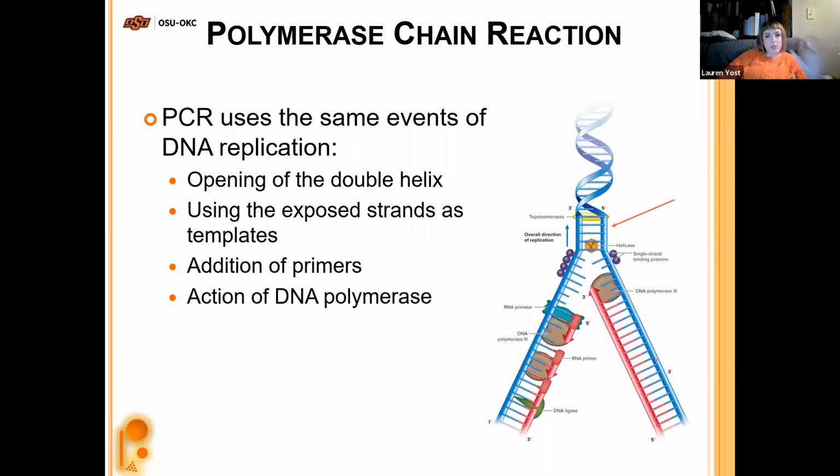Okay, so it's the same thing as DNA replication. Remember, this was DNA replication over here on the right. We open up the double helix. In this case, we're using heat to do that. It's not using topoisomerases and all of this. We are going to open up the helix, expose the strands as templates, and add primers. Those primers are going to serve as things that the polymerase can build off of. And then we're going to have the action of the DNA polymerase itself.